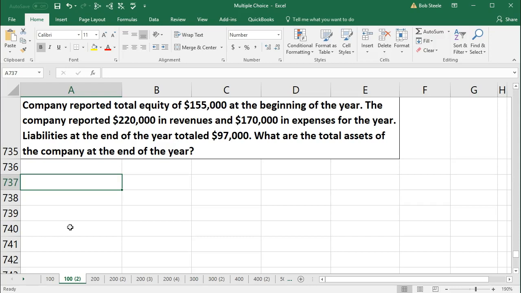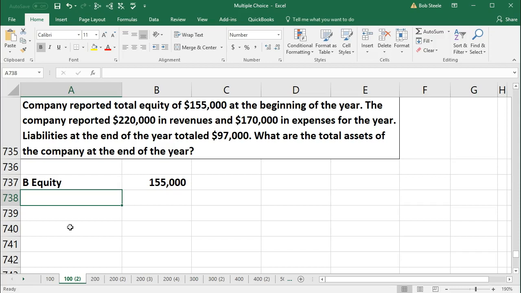So let's first think about our equity calculation, which is typically beginning equity plus net income, calculated as revenue minus expenses, plus investments minus draws, giving us the ending balance in equity. So we're going to say that the company reported equity at the beginning. I'm just going to call this the beginning equity, and that's going to be $155,000. Note that some textbooks, if they're dealing with a sole proprietor, might call it the beginning capital. If you're dealing with a corporation, beginning retained earnings. But the same type of calculation will be involved.